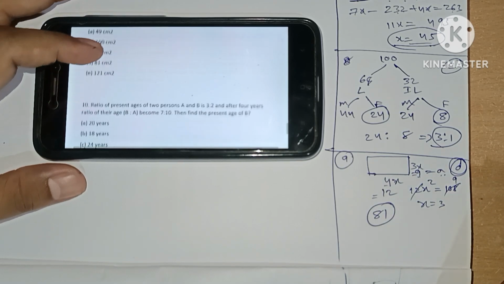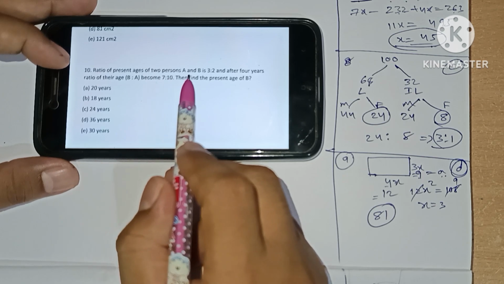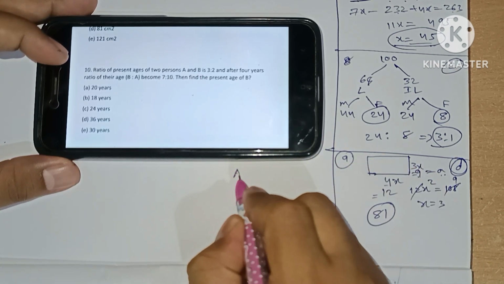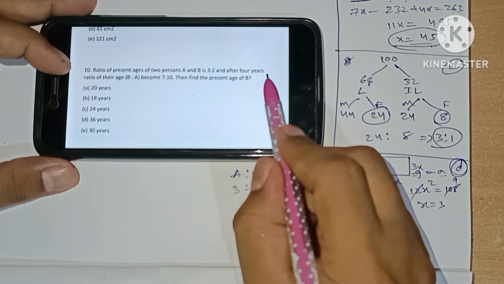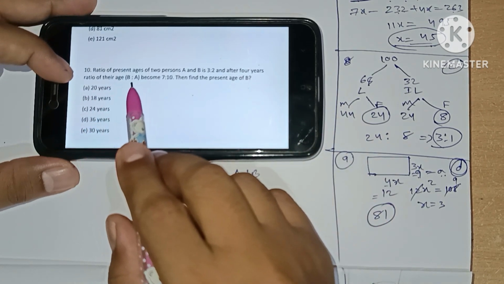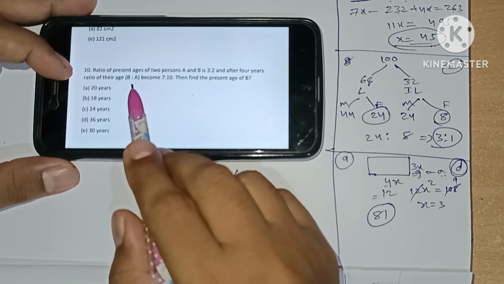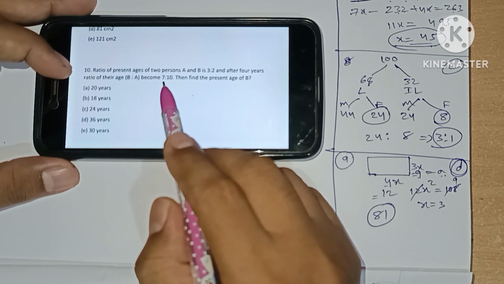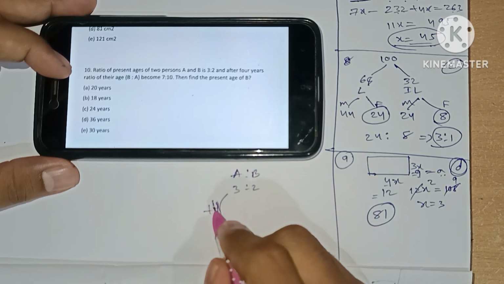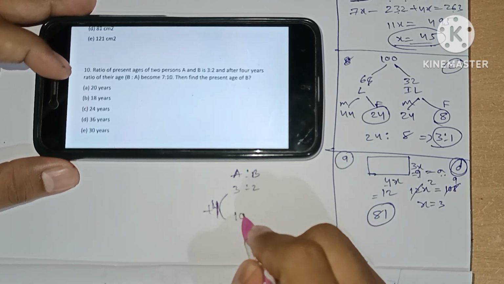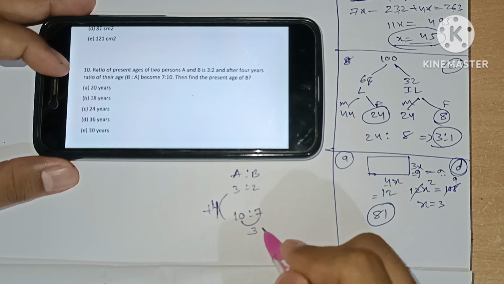Okay, next we are going to see the 10th question. The ratio of the present ages of two persons A and B is 3:2. A and B ratio is 3:2. After 4 years, the ratio of the ages of B to A is 7:10. First we need to correct this one as A to B. Then the ratio will be 10:7. So after 4 years, the ratio becomes 10:7. Here the difference between these two is 3.